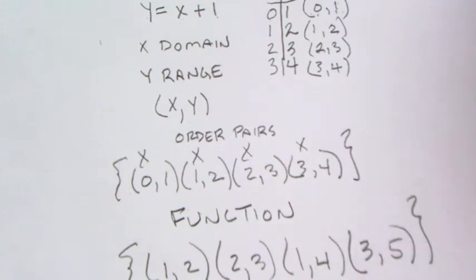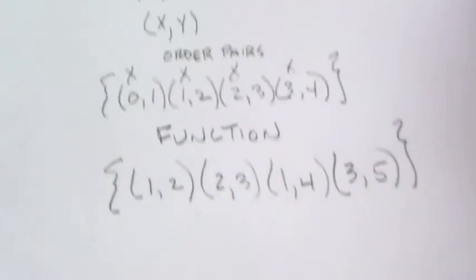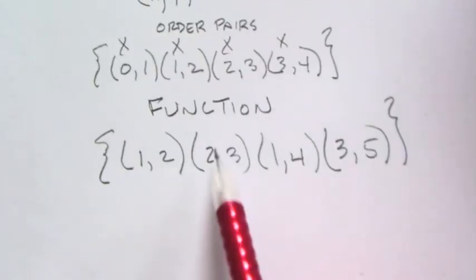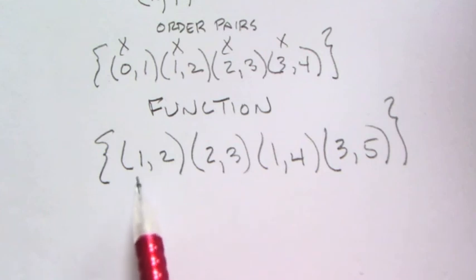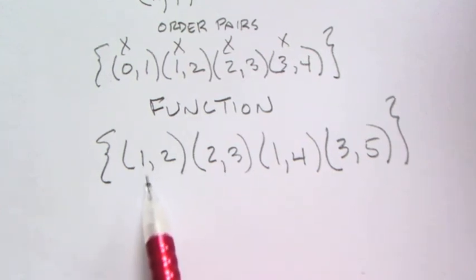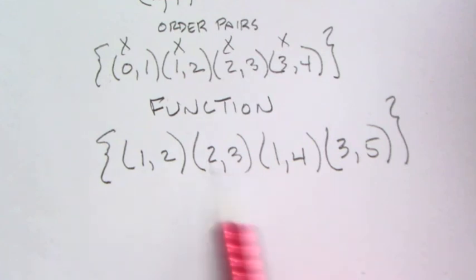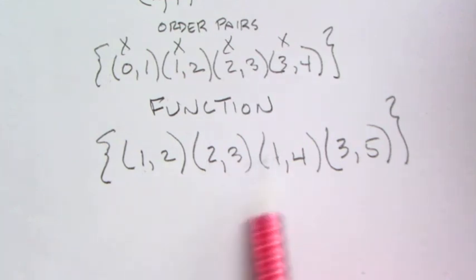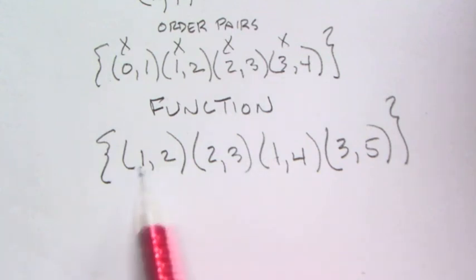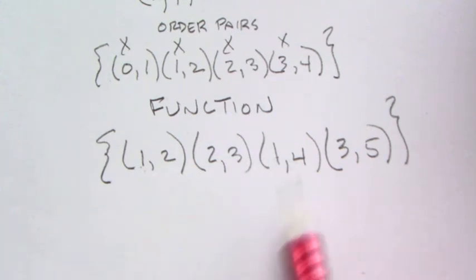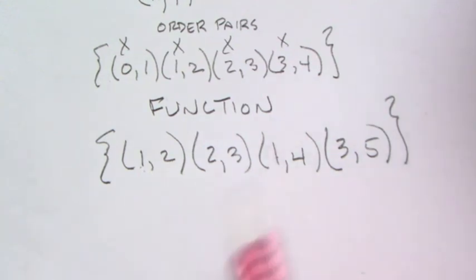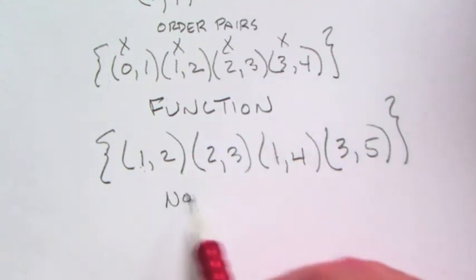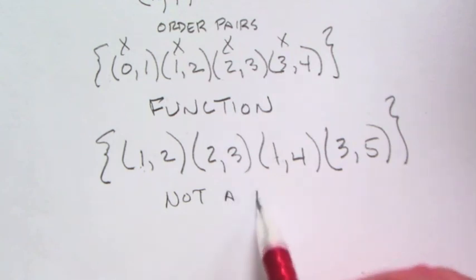Now we have something like this. The question is, is this a function? Well, let's look at the ordered pairs, and only the x values. 1, 2, oh, look at that. This domain repeats. So it's saying that this x value has two different y values for the answer. And when you have a function, that is not possible. So this is not a function.